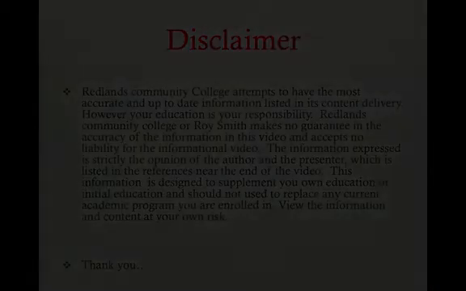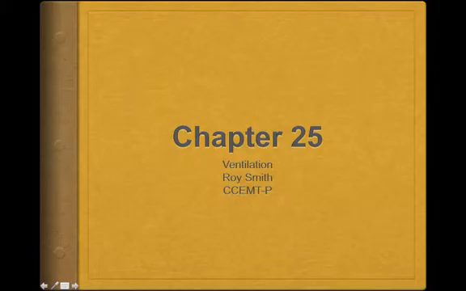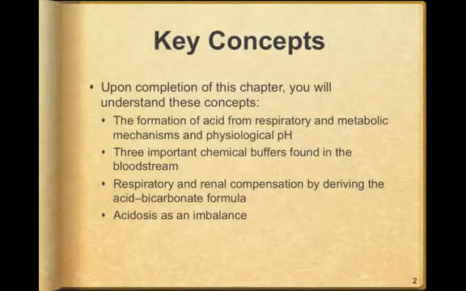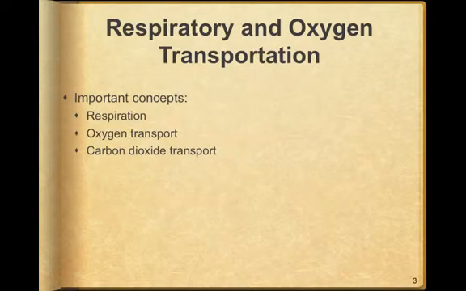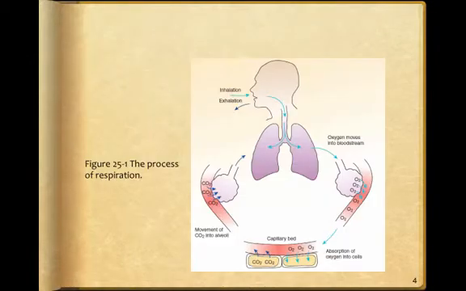This is going to be Chapter 25, Ventilation. After completing this chapter, you'll be able to understand the formation of acid from respiratory and metabolic mechanisms and physiological pH, three important chemical buffers found in the bloodstream, respiratory and renal compensation by deriving the acid bicarbonate formula, and acidosis as an imbalance. Respiratory and oxygen transport, important concepts here: we're going to talk about respirations, oxygen transport, and then carbon dioxide transport.